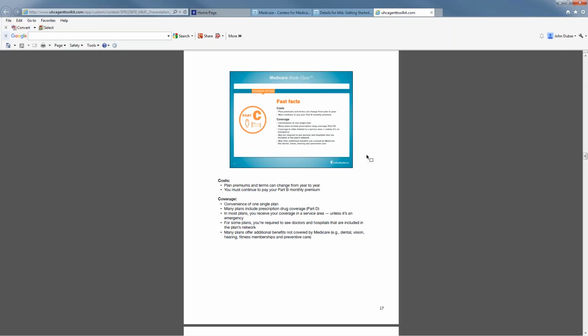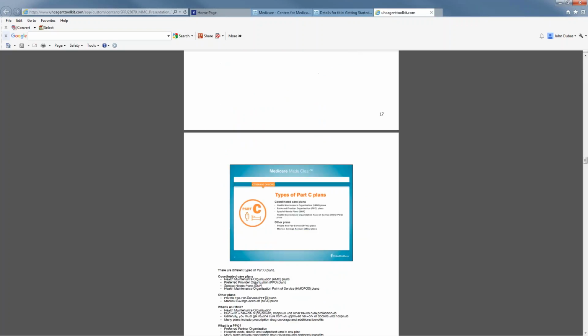In most plans, you receive your coverage based on the service area. And that means that much like where you're eligible for the program, that's where you receive your services. And in some of the plans, depending upon the platform in which the care is delivered, you've got to see doctors and hospitals and other providers that are part of the plan's network. Many of these programs will offer additional benefits not covered by Medicare, such as dental, vision, hearing, fitness memberships, and additional full preventative care.